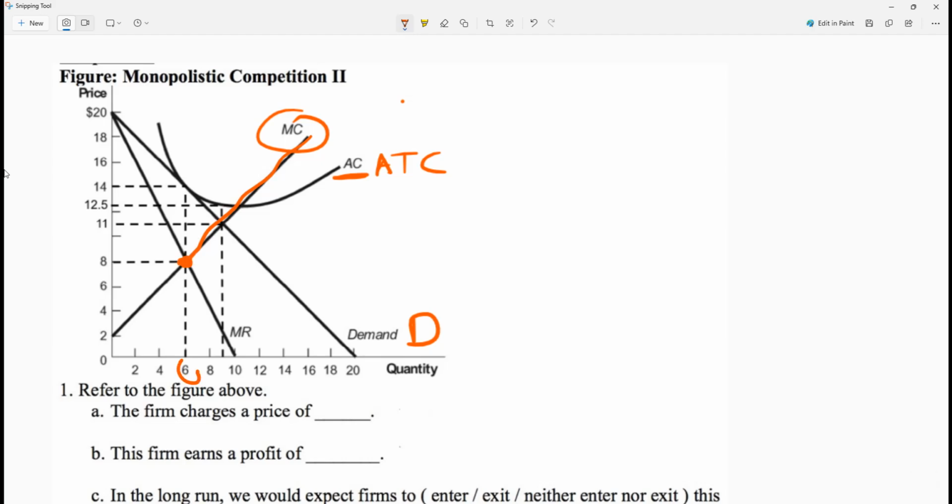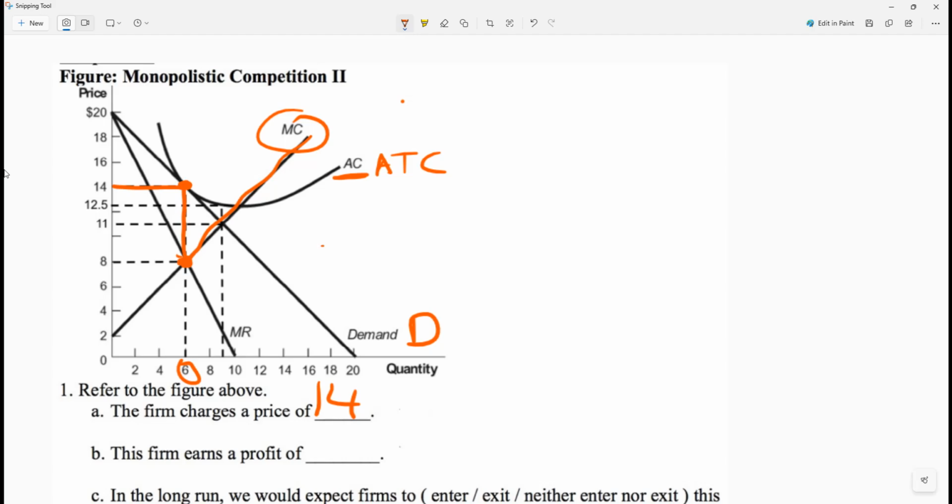So we're going to produce 6 units, and then we're going to mark up the price up to where it hits the demand curve. So the price is going to be 14. That's going to be the price. And does it earn a profit of whatever? So let's find out here.